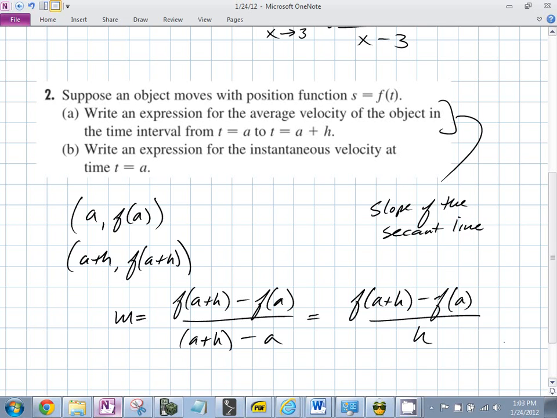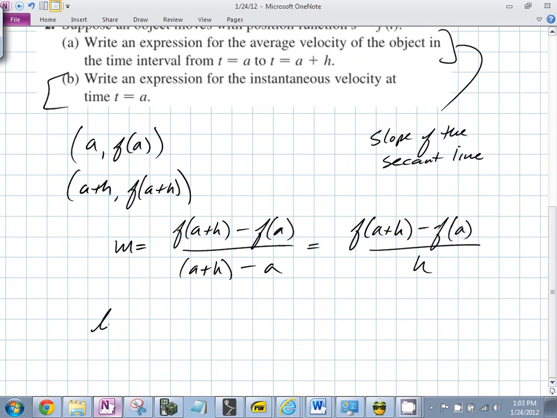It's going to 0. Who said that? It's going to 0. Look, instead of x moving to a, we have this distance called a plus h, and we're making a plus h closer and closer to a. So what's happening to h? It's getting closer to 0. This is a different way of writing the exact same thing. So it says write an expression for the instantaneous velocity. It's going to be the limit as h goes to 0 of f of a plus h minus f of a all over h. This is just another way to write the exact same thing we just did.